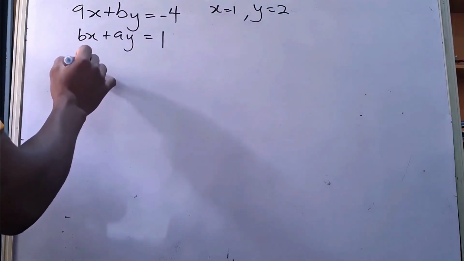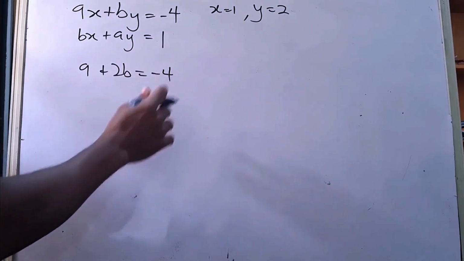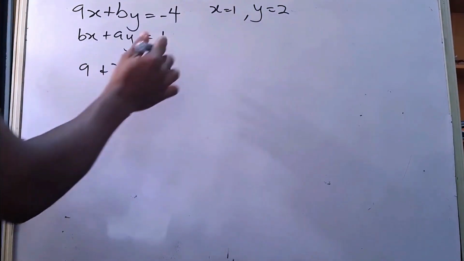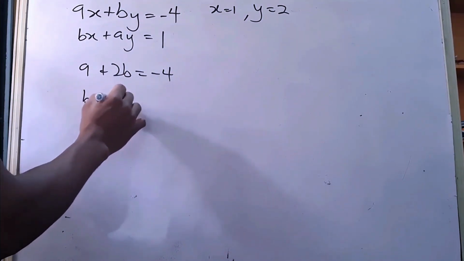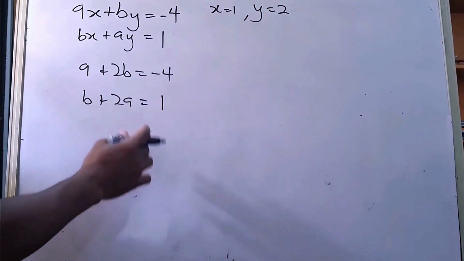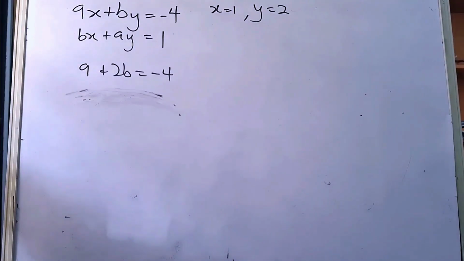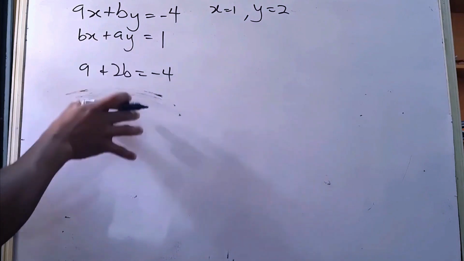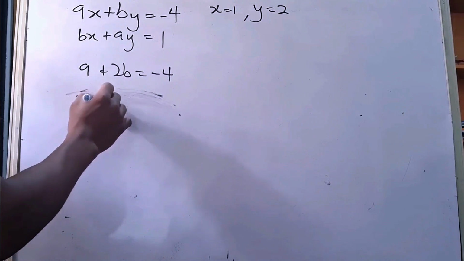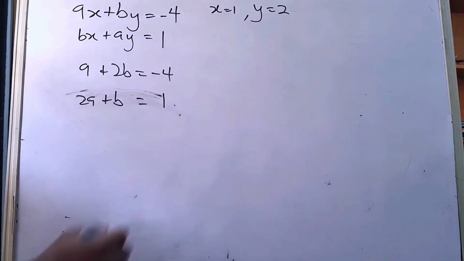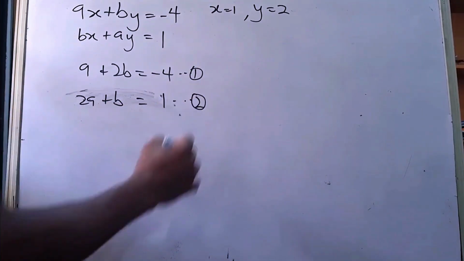So put into equation 1, we have a plus 2b is equal to -4. Put this into equation 2, we have that b plus 2a is equal to 1. So I'll rearrange this second equation to look like equation 1 in a way. So I have 2a plus b is equal to 1. Okay, call this equation 1, call this equation 2.